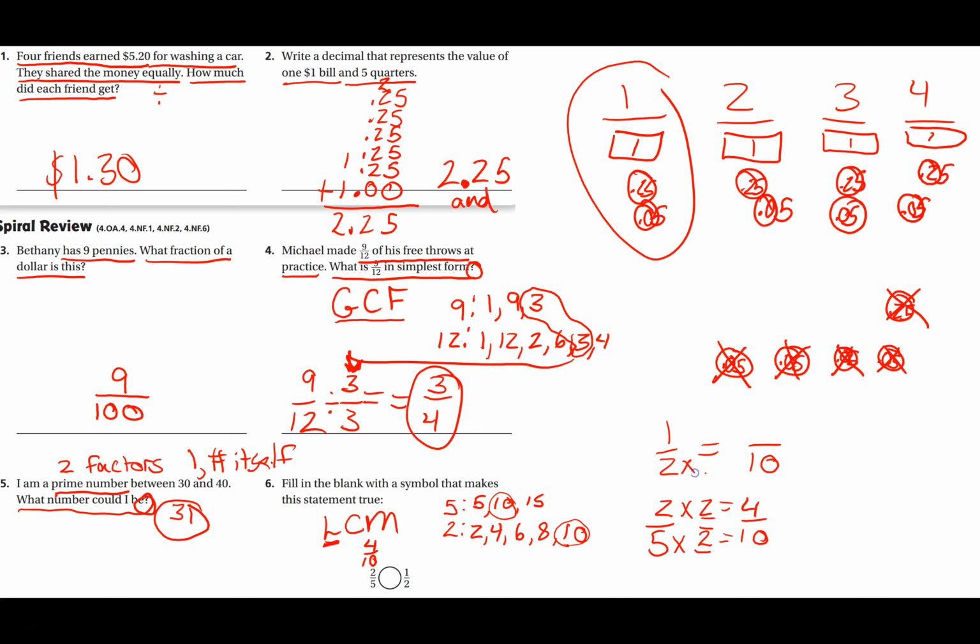And then up here, 2 times what gives me 10? Well, this is actually the same fact family we did down here. So 2 times 5, and then whatever I multiply the denominator by, I multiply the numerator by the same thing. You get 5/10. So 1/2 is equivalent to 5/10.